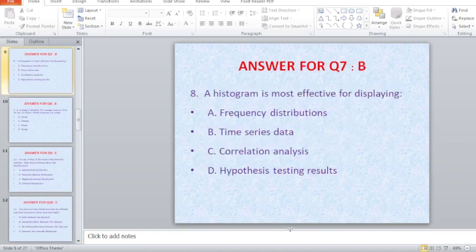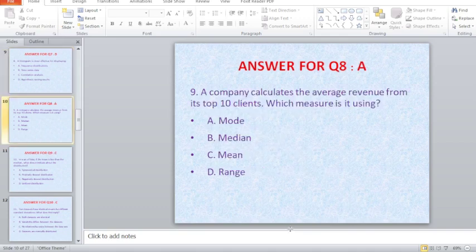Question number 8. A histogram is most effective for displaying: A. Frequency distribution, B. Time series data, C. Correlation analysis, D. Hypothesis testing results. The answer for this question is choice A, frequency distribution.